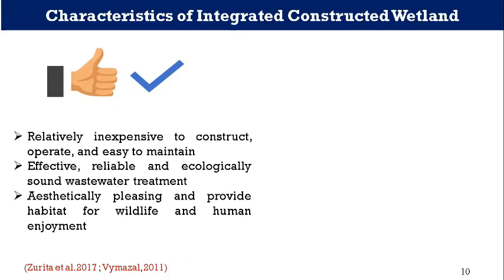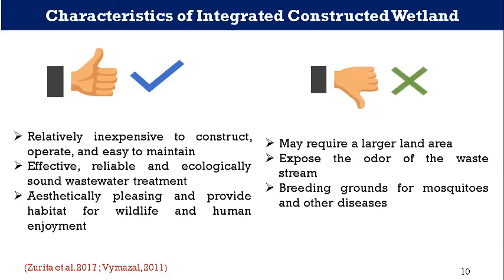The characteristics of integrated constructed wetland include advantages: it is relatively inexpensive to construct and operate, easy to maintain, and an effective, reliable, and ecologically sound wastewater treatment. It is aesthetically pleasing and provides habitat for wildlife and the human environment. The cons are that it may require a larger land area, it can expose the odor of the waste stream, and it can act as a breeding ground for mosquitoes and other disease vectors.